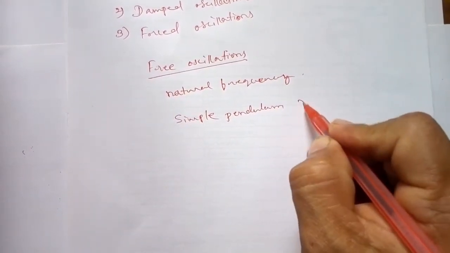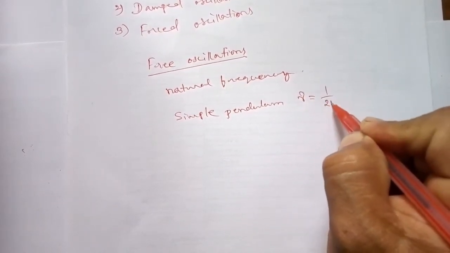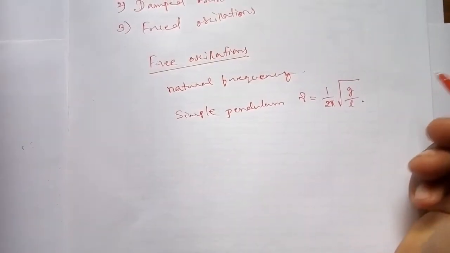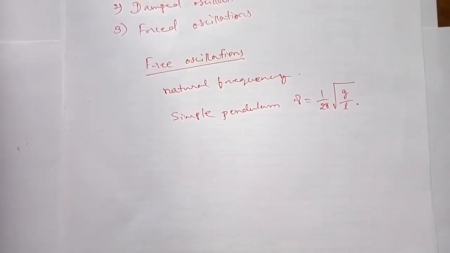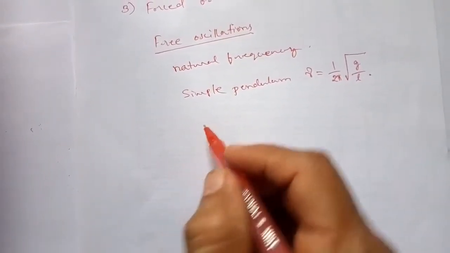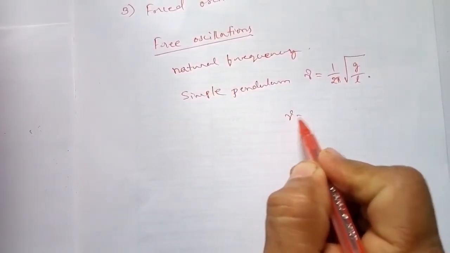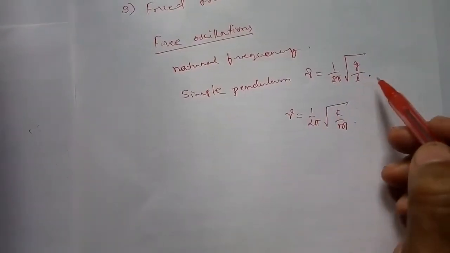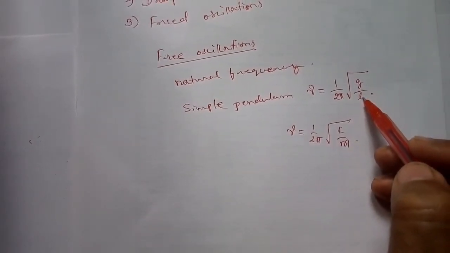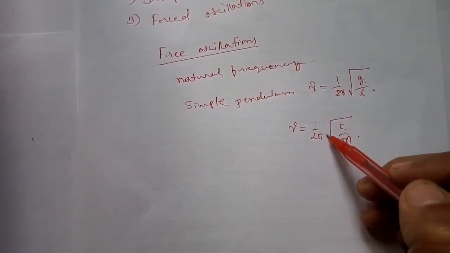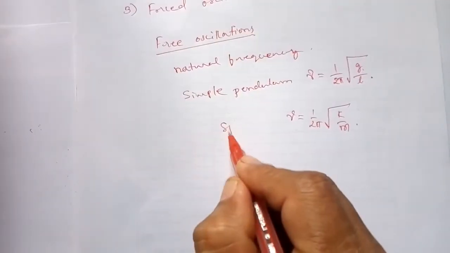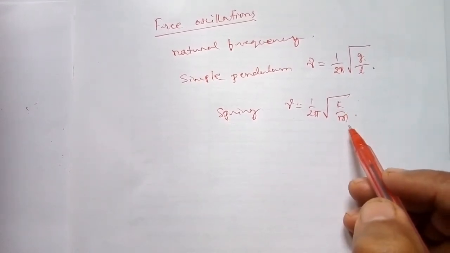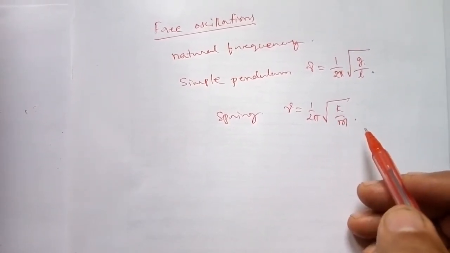The natural frequency of oscillation of a simple pendulum is given by nu is equal to 1 by 2 pi root of g by L. Similarly, for a spring mass system, a spiral spring, it is given by nu is equal to 1 by 2 pi root of k by m. In the case of the pendulum, L is the length of the pendulum and g is the acceleration due to gravity. In the case of the spring, k is the force constant and m is the mass attached to the spring.